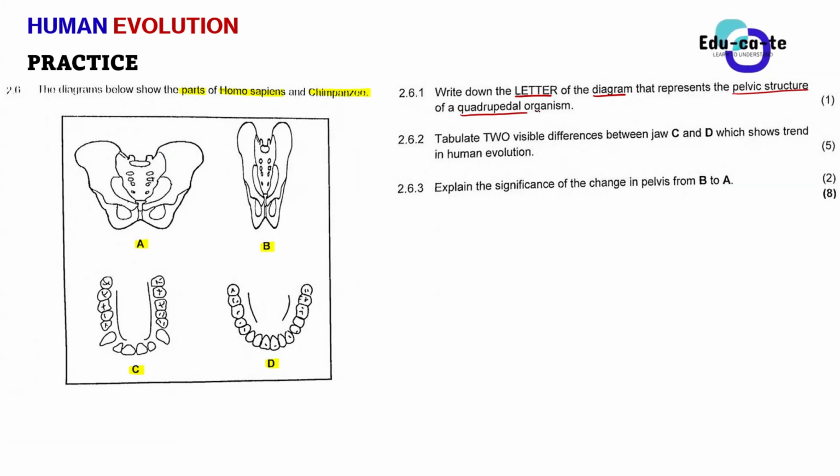Now they say write down the letter of the diagram that represents the pelvic structure of a quadrupedal organism, or maybe a quadruped. Remember, a quadrupedal organism is the one that walks on 4 legs. So which letter of the diagram represents the pelvic structure of a quadrupedal organism? Yes, Sam?